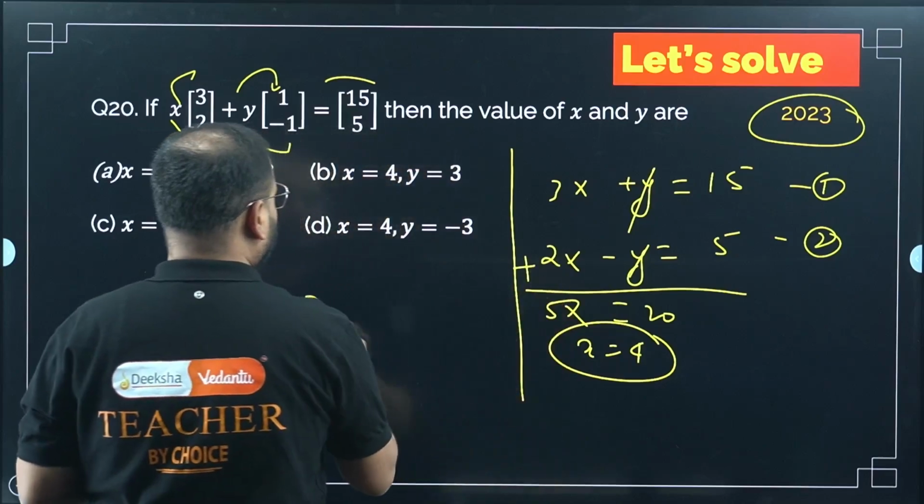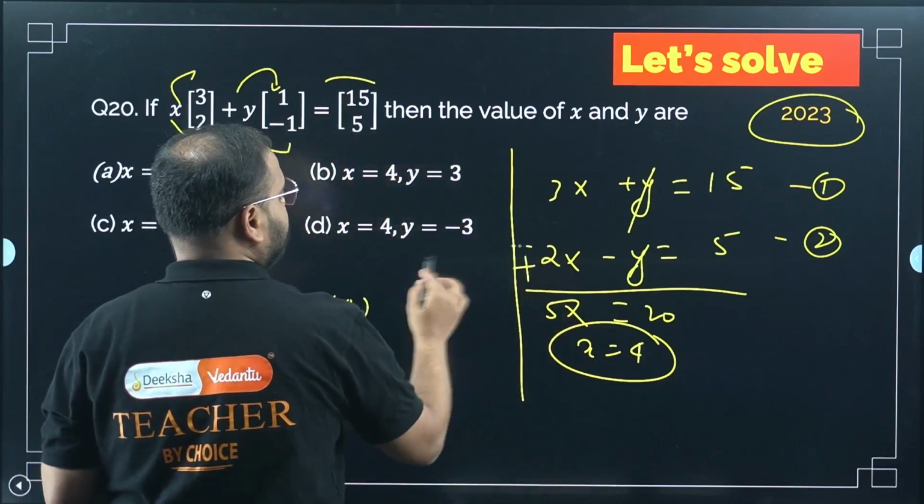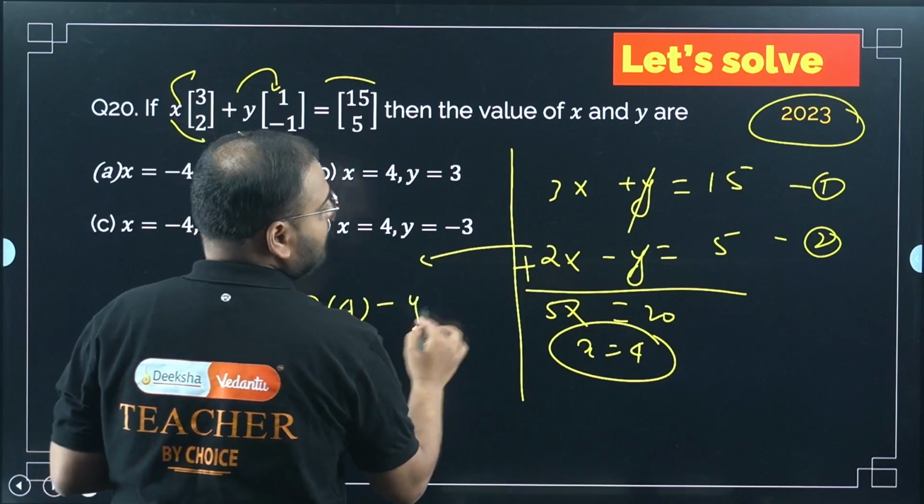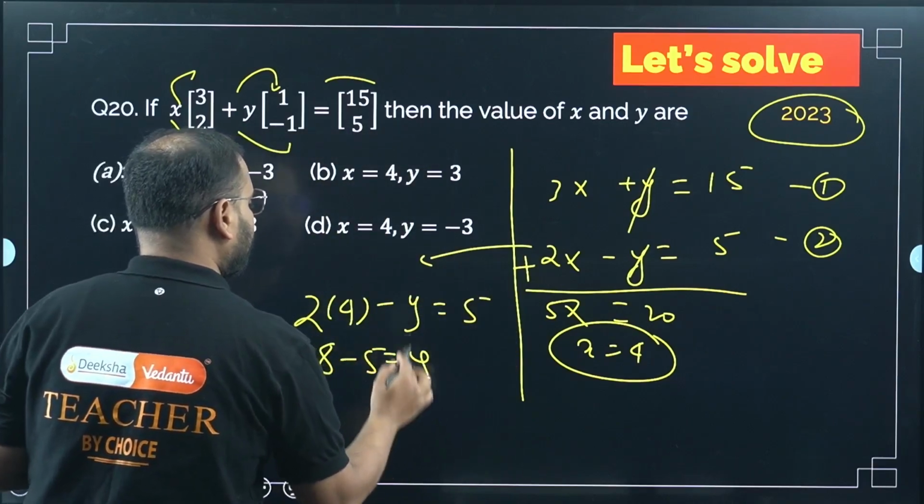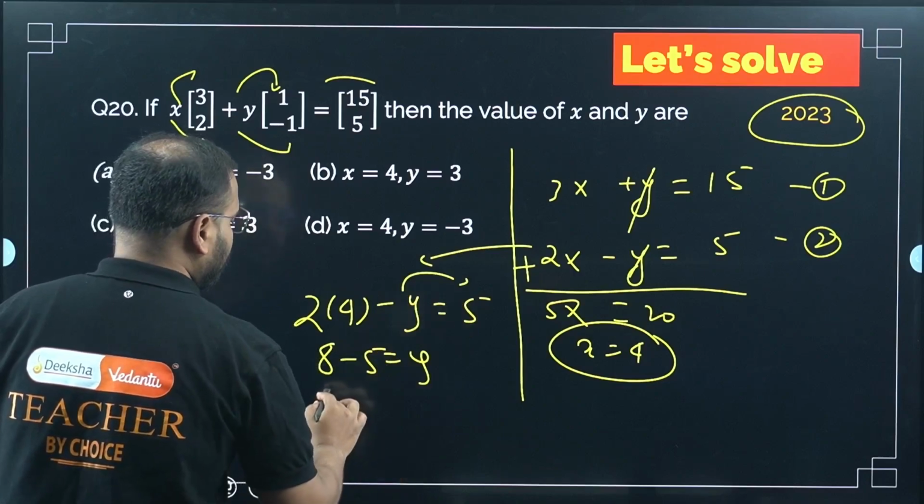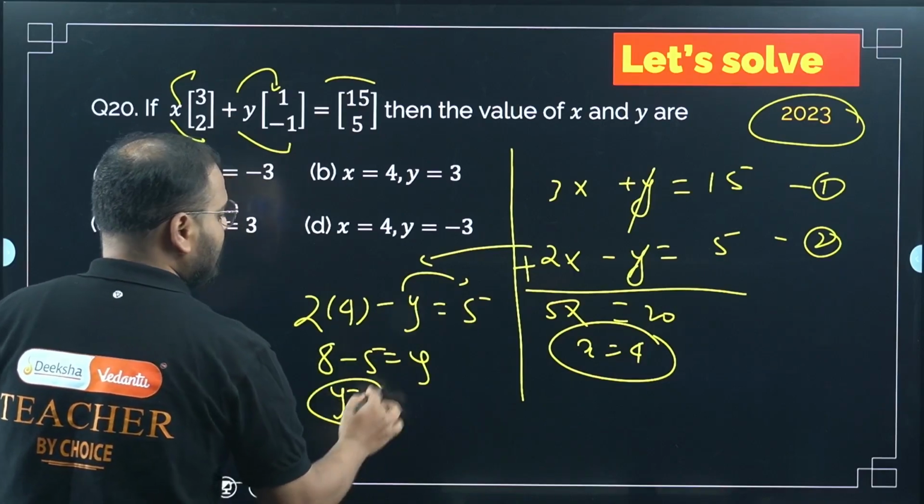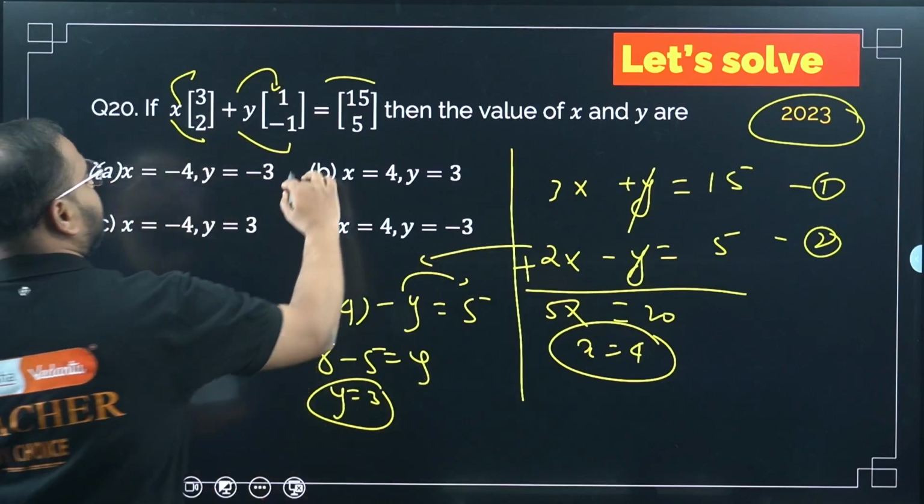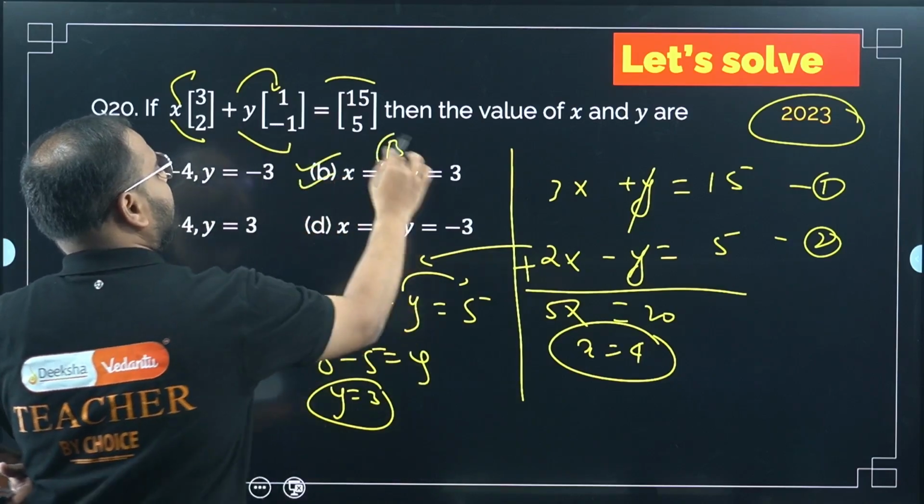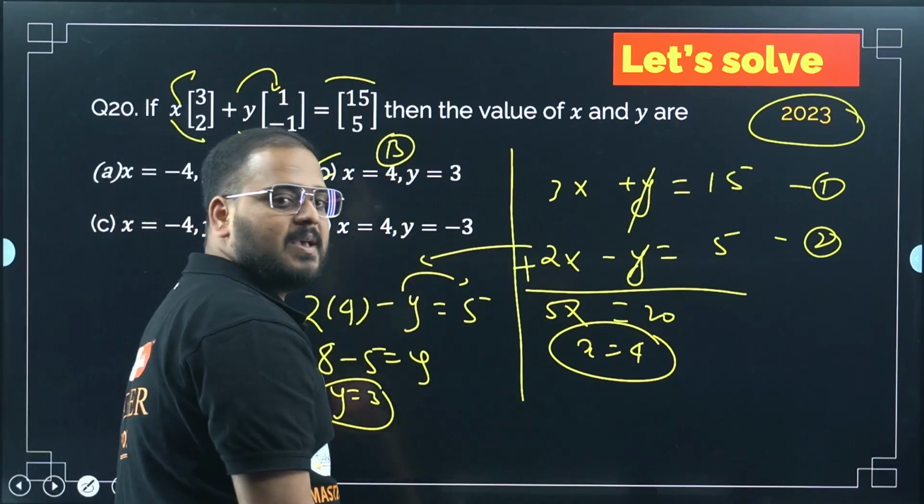Put it here. 2 times 4 minus y equal to 5. How much is this? 8 minus 5 equal to what? Y. I am moving this y over here. I get y as 3. So x is 4, y is 3. X is 4, y is 3, option B is the correct answer.